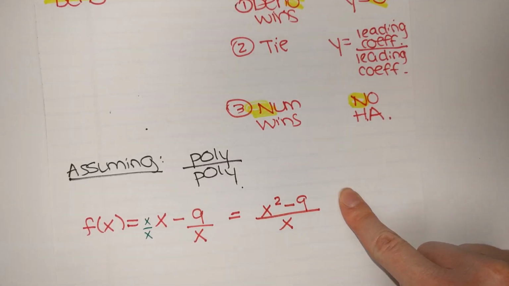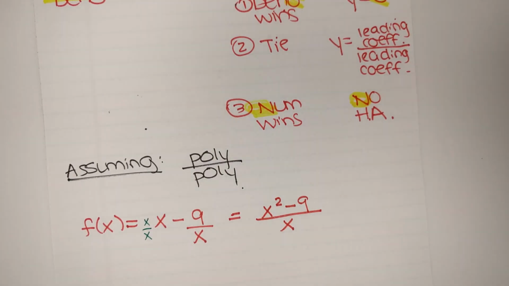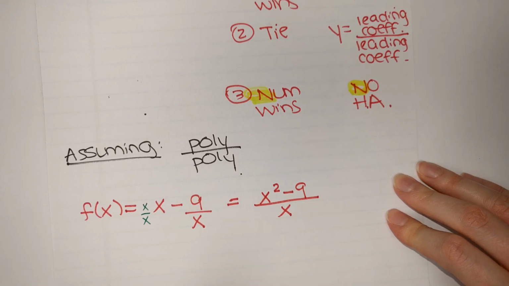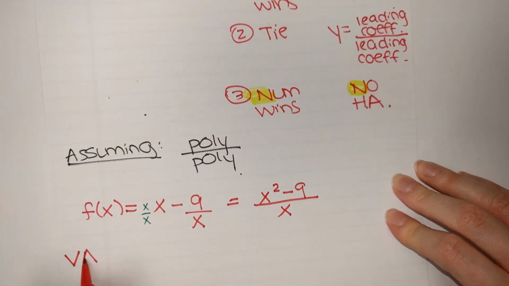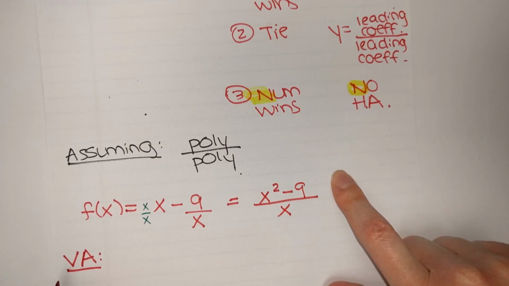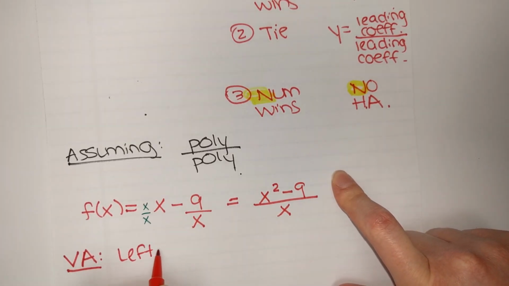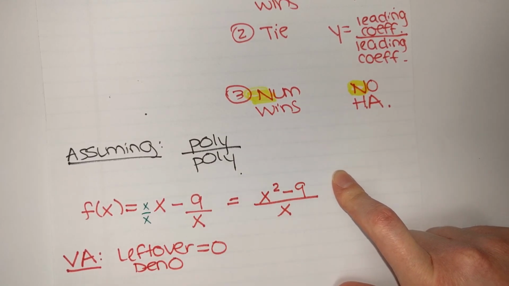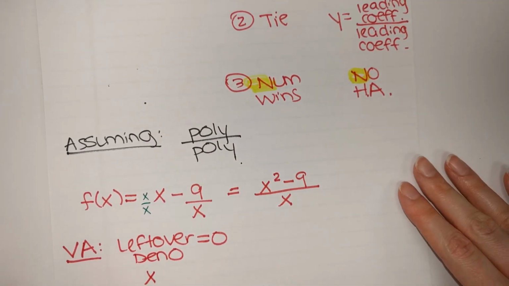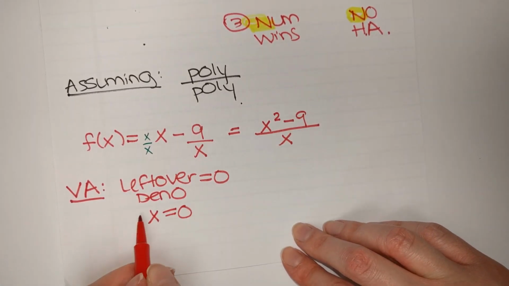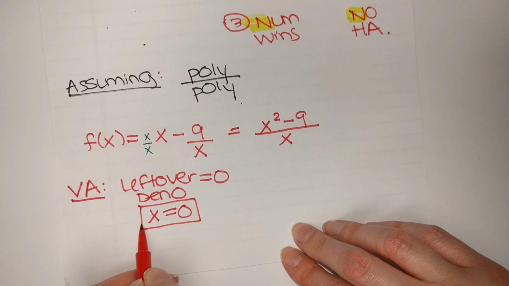And now once I have that, then I will have a polynomial over a polynomial, and I can go and find my vertical and horizontal asymptotes. So for vertical asymptotes, I notice that this x in the denominator is never going to cancel out. So the leftover denominator, if that's set equal to 0, will give us our vertical asymptote. So in this case, our leftover denominator is just x, set that equal to 0, that is our vertical asymptote.